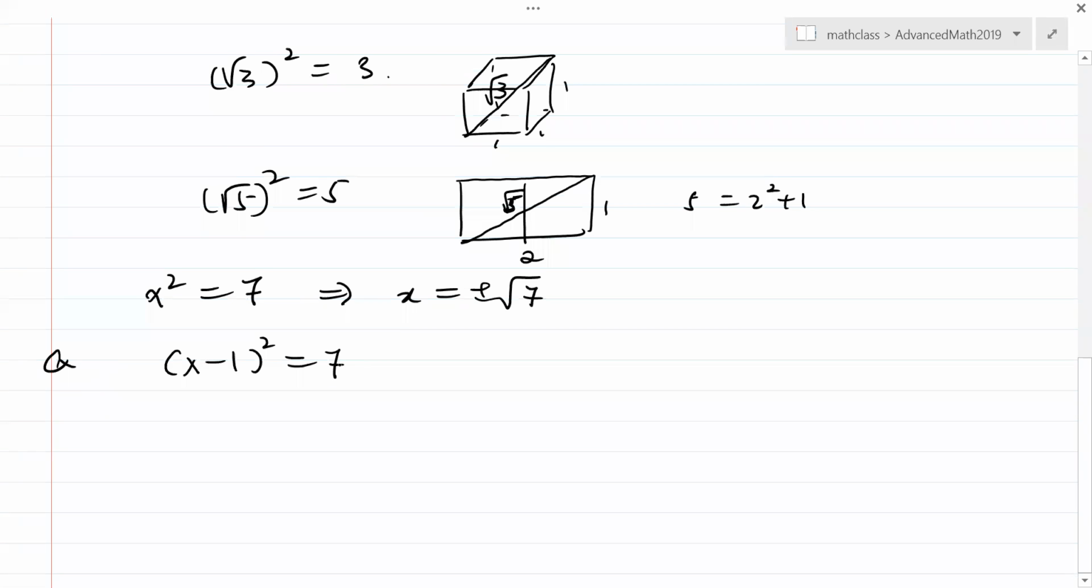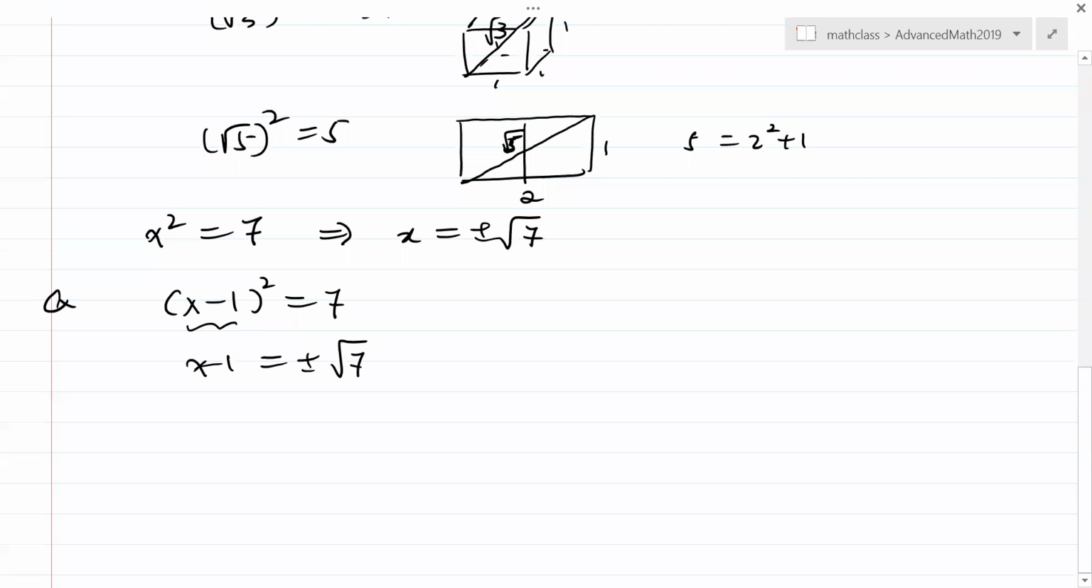All right, (x − 1)² = 7. You can solve the problem in the same way. If you treat x − 1 as one term, it looks like something squared equals 7, so x − 1 should be plus or minus the square root of 7. Then you move 1 over to the right-hand side, and you get 1 ± √7. So you get 2 solutions.